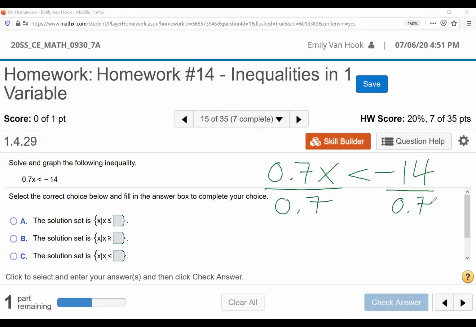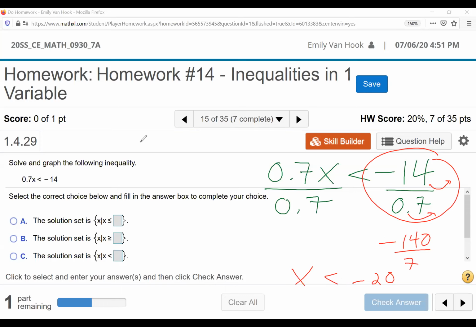Going to your calculator will make this easy, or if you look at this fraction here, negative 14 over 0.7, if you just move both of their decimals over one place, it becomes negative 140 over 7, which is going to become negative 20. So x is less than negative 20, but use your calculator, it's fine. Okay, so x is less than negative 20.